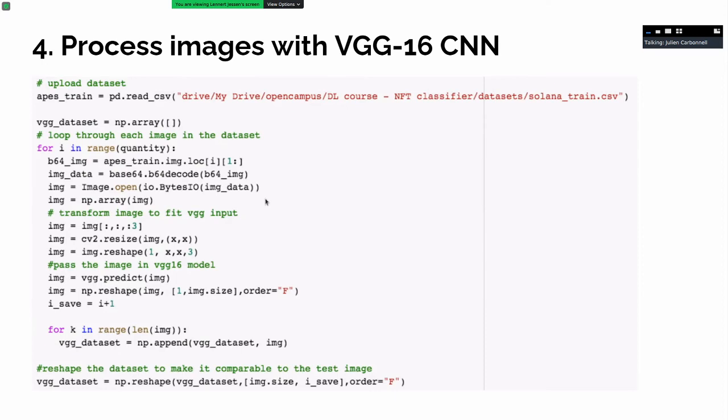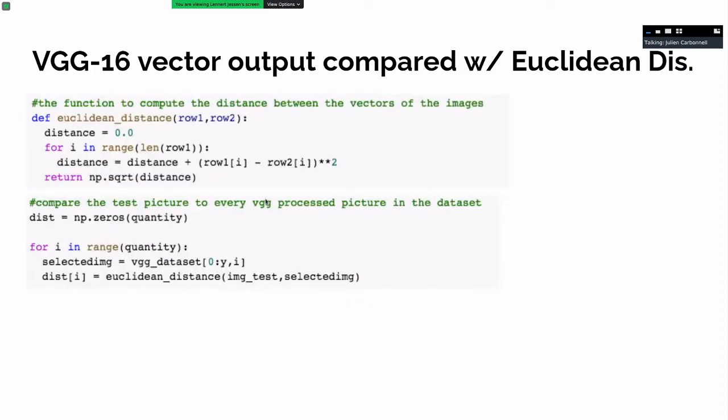Next slide, please. So then we again use this VGG16 output to compare the Euclidean distance between images.